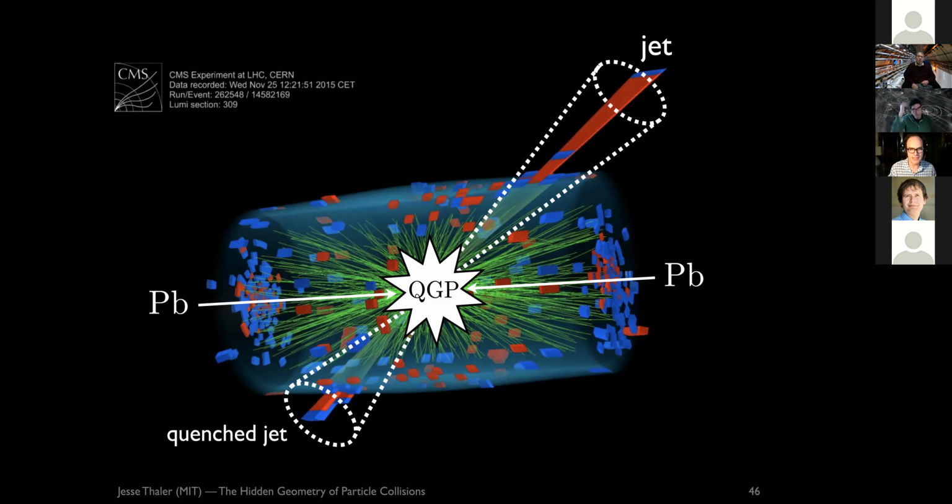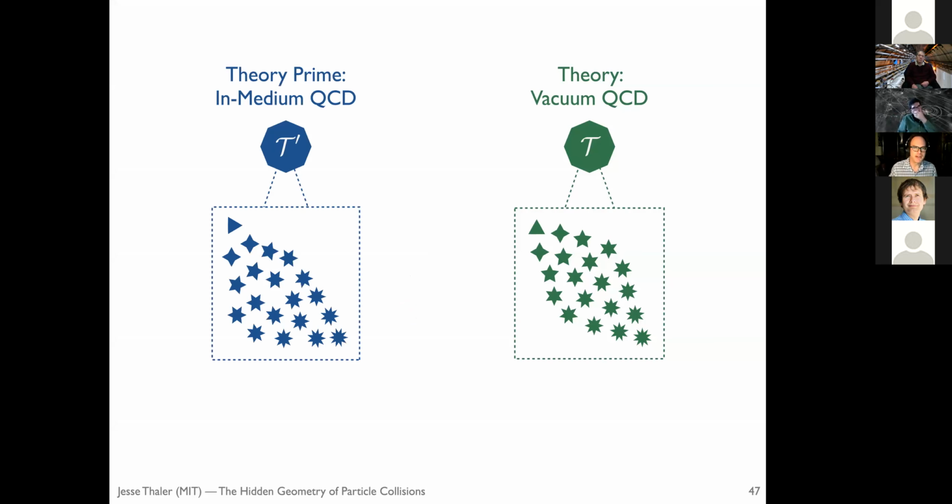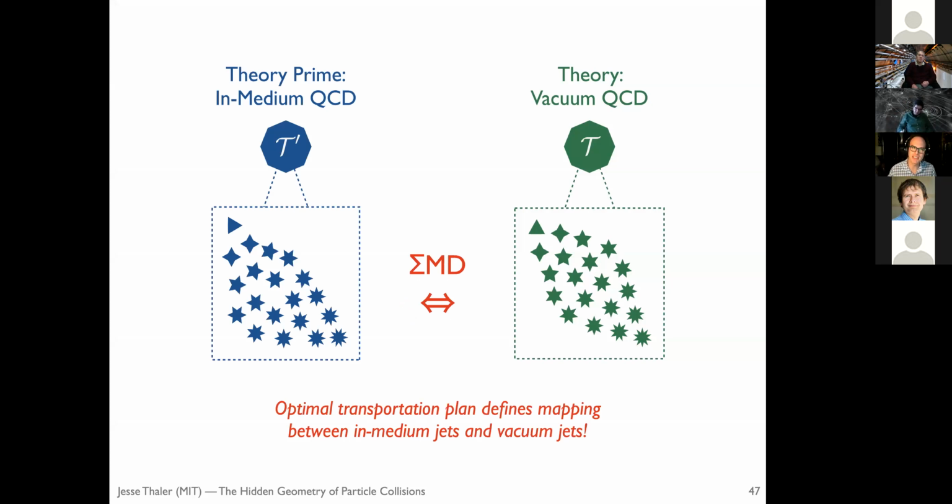Okay, so what are my two theories? One theory is the theory of vacuum QCD. This is jet production with no medium. The other theory is in-medium QCD. I'm making jets, but those jets have to fly through the quark-gluon plasma. And if I compute the cross-section mover's distance between one theory and the other, what I've done is I've found an optimal transportation plan that maps the jets that I see that have been modified by the QCD medium to jets in vacuum.